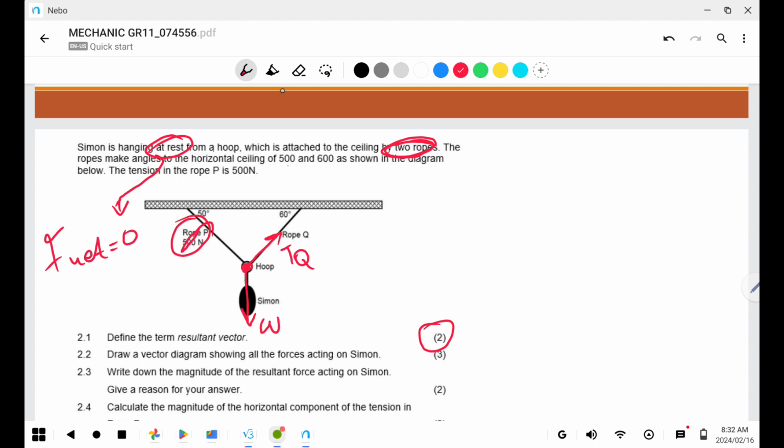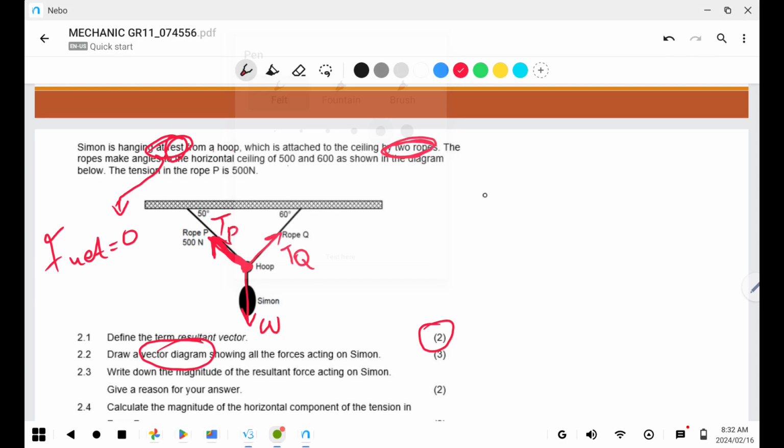And then we also have another rope. So we're going to have another tension. So it's along rope P, away from Simon. So that will be the tension in rope P. So they say they're looking for a vector diagram. So I'm going to be using these arrows to represent these vectors. And because it's hanging at rest, Simon is in equilibrium. Opposing forces acting on him are balanced. What I'm going to do here, I'm going to draw a closed vector diagram.